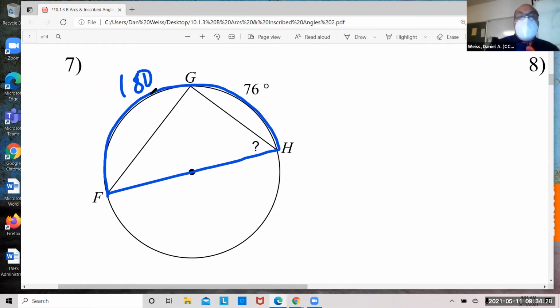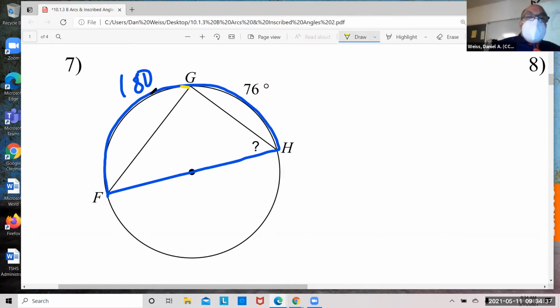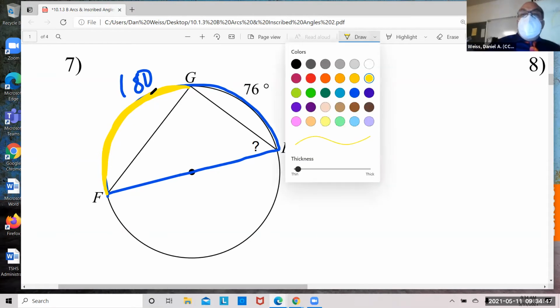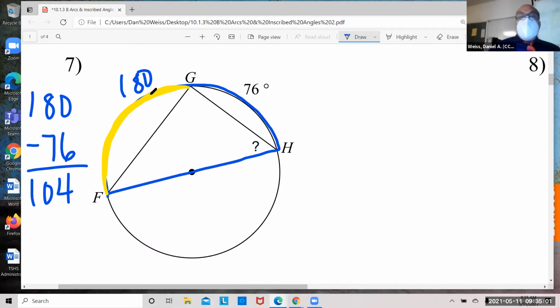Here, once again, okay? Now, that blue arc is 180. Does it make sense that this yellow piece right here is going to be 180 minus 76, right? That yellow piece is going to be 104, okay?